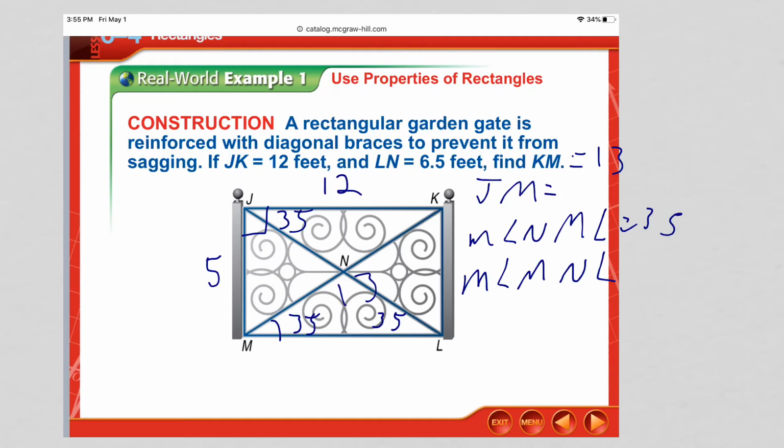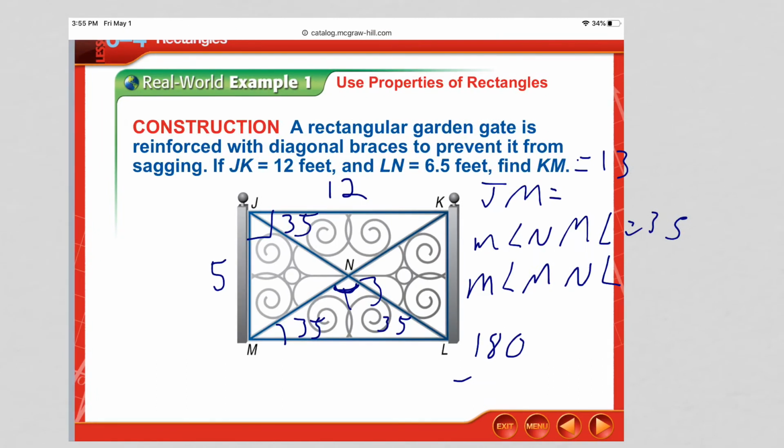So I'm looking for the angle here in the middle. Because I know both of these bottom angles here and here are 35, I can use the rule of 180 for a triangle. Add the 35s together, which gives me 70, so I can do 180 minus the 70, which would then give me 110, so the measure of angle MNL is 110.